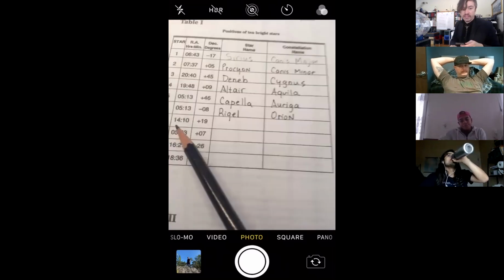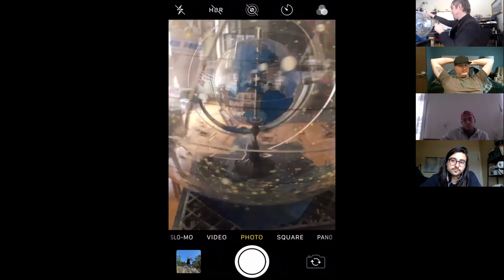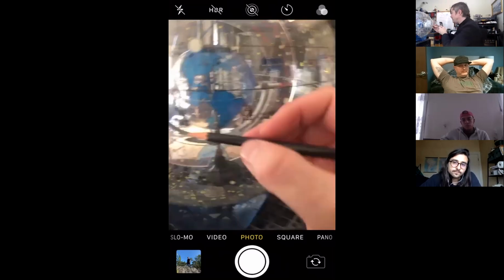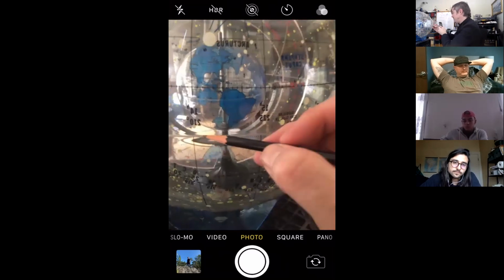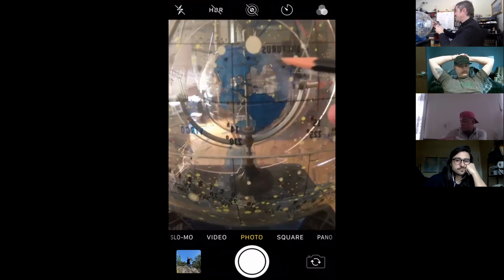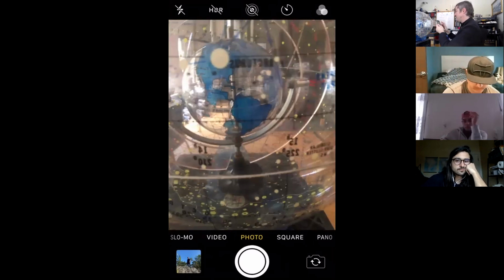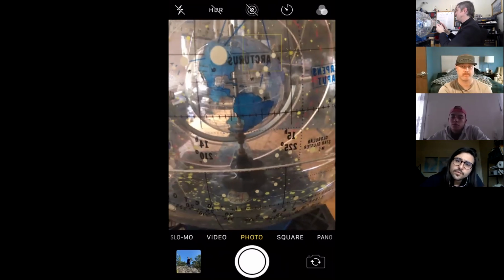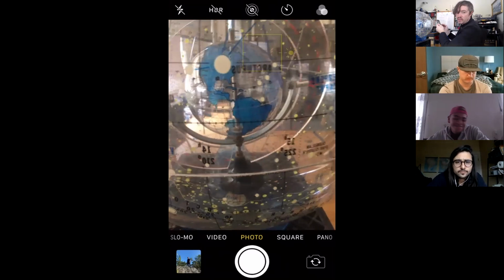Okay, now we're going to go to 1410 and positive 19. I just want to be careful not to drop this thing because it's going to be really bad. Okay, so here's 14. 1410 is just a little bit in. Positive 10, positive 20, that's our star there. What's the star called? Arcturus.